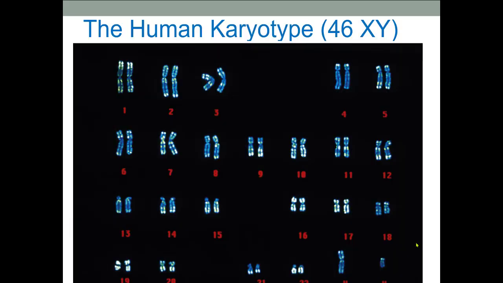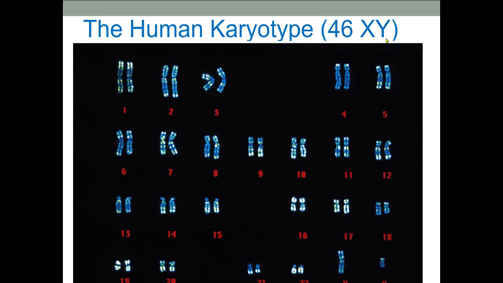But in basic, here's the human karyotype. Again, this is a genotypically normal male. We would depict the karyotype like this in the title. So 46 is the total number of chromosomes, and then XY for the sex chromosomes.